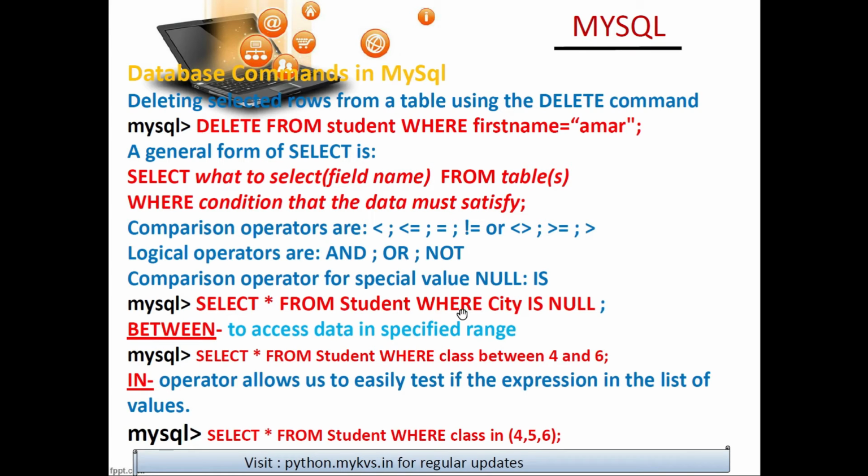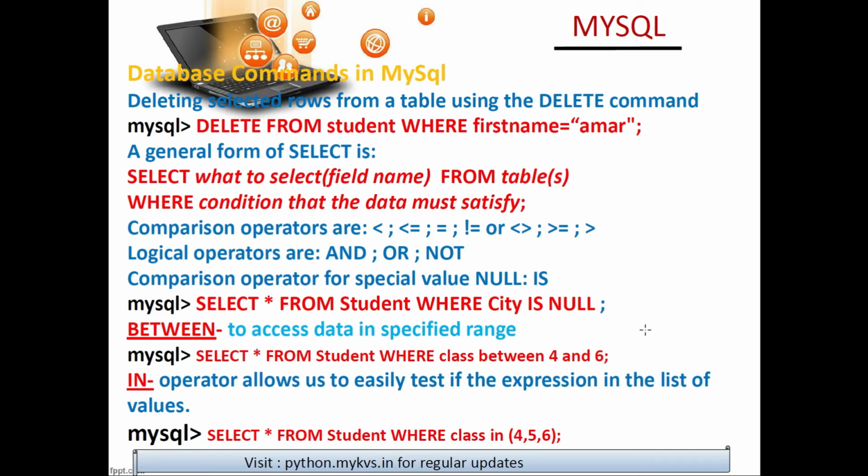Select star from student where city is null. Null means the user did not enter anything for the city. No value has been entered for the field city. Between means to access data in a specified range. So select star from student where class between 4 and 6 means every record will be displayed for those who are studying in classes 4 to 6.